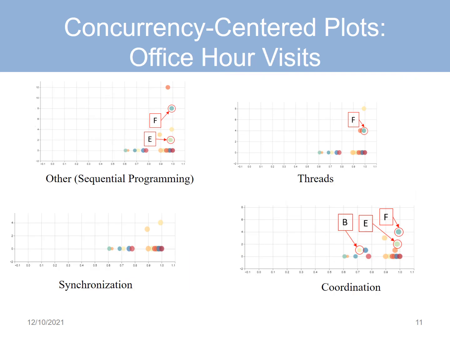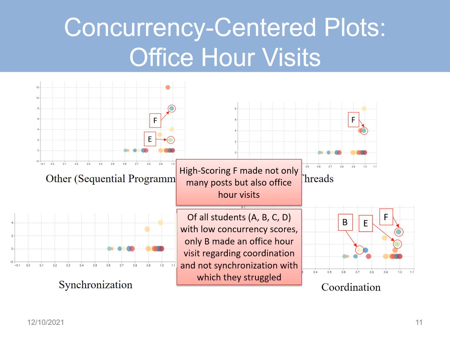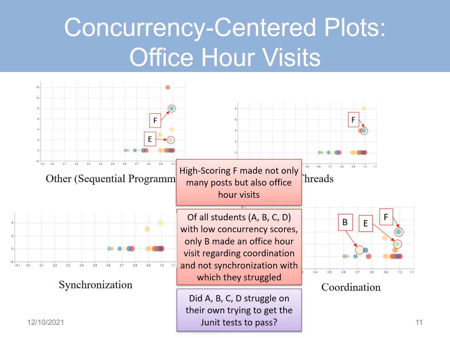The story we see in these plots is very similar to the one told by forum posts. High scoring F made not only many posts, but also office hour visits. Of our low scoring group, B is the only one who made an office hour visit, and that had to do with coordination and not synchronization, which is the topic with which they struggled. So our next question is, did these low scoring students struggle on their own trying to get the JUnit tests to pass?